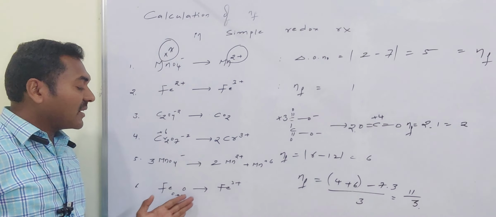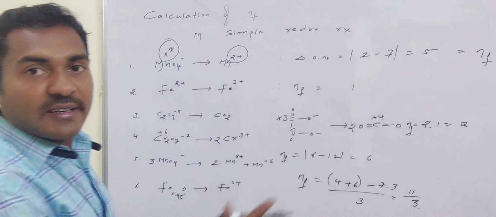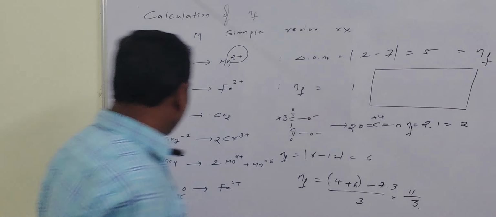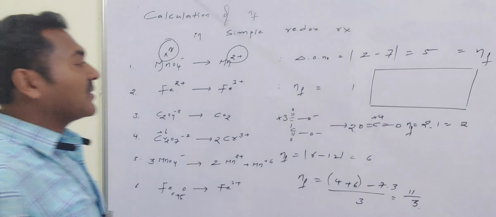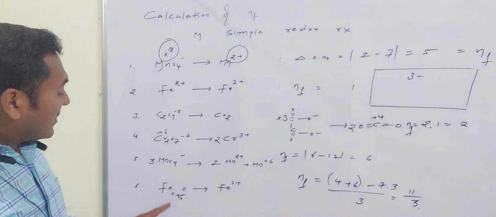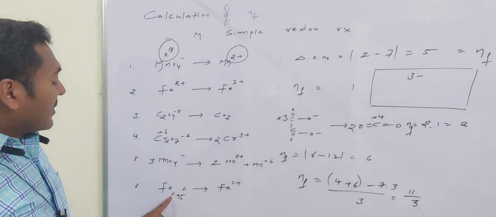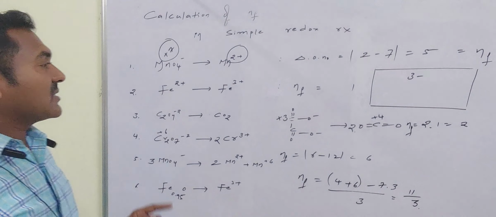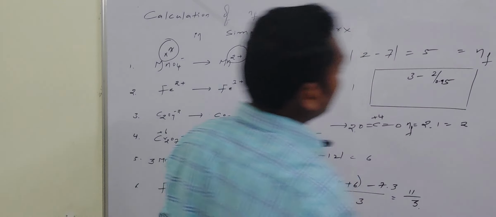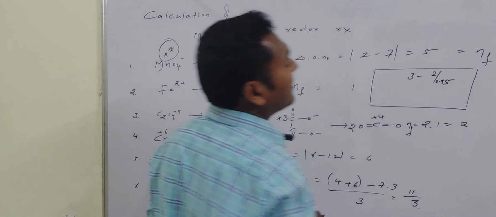Whereas in the last case, a non-stoichiometric reaction was there: Fe 0.95 O is converted to Fe3 plus. If I write this particular part here, where space is there, I am making a box to write the things. In the starting material, the oxidation number for the ferrous atom in the product is 3. Whereas for the ferrous atom in the reactant, for 0.95 ferrous atoms the oxidation number is 2 only. So this is 2 by 0.95 for 1. Therefore the change in oxidation number reaches 3 minus 2 by 0.95.